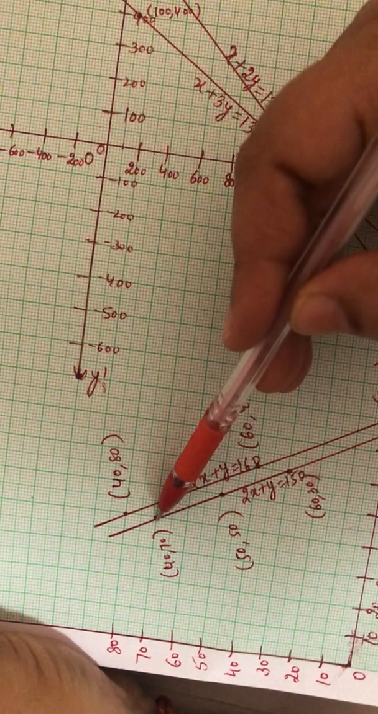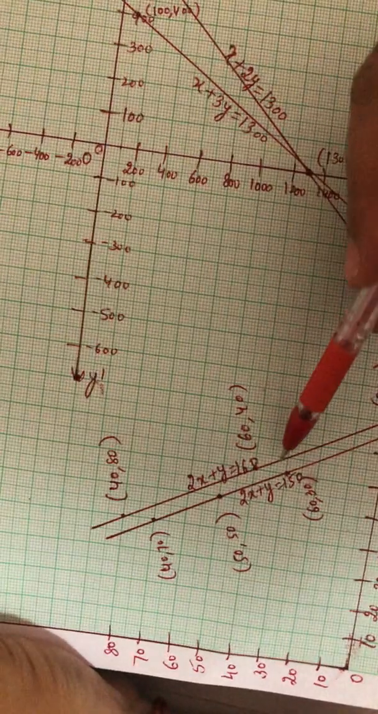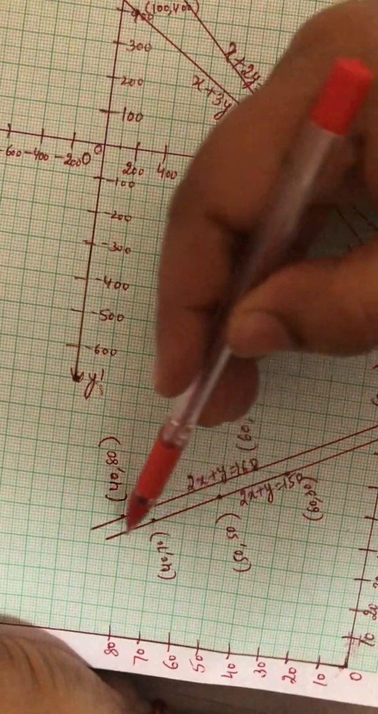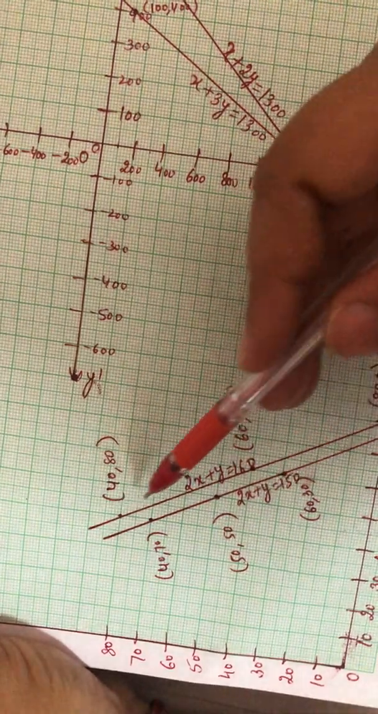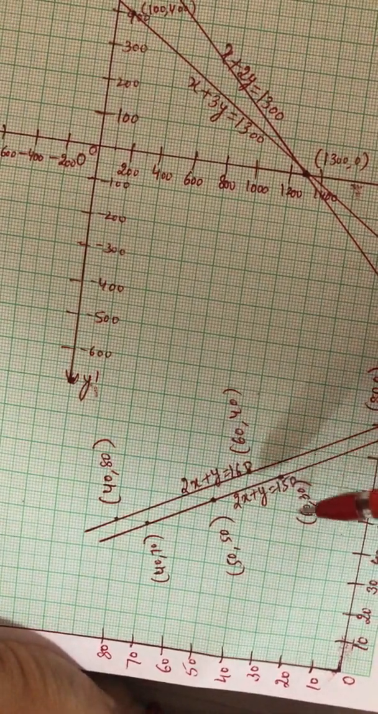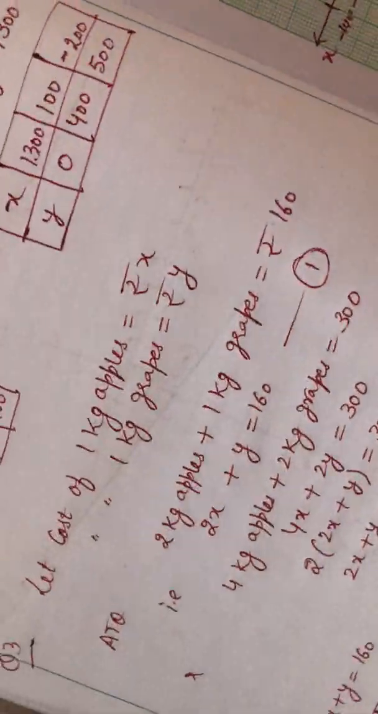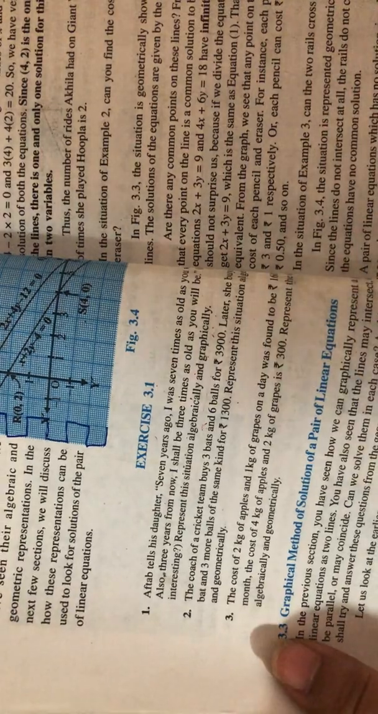Similarly, if x is 40, y is 70. If x is 50, y is 50. And if x is 60, y is 30. And after joining, I'll get the graph of the second equation as this. So you can see the graph in this case will be parallel lines, right? So this completes question 3 as well as exercise 3.1. I hope this exercise is clear to everyone. Thank you so much.